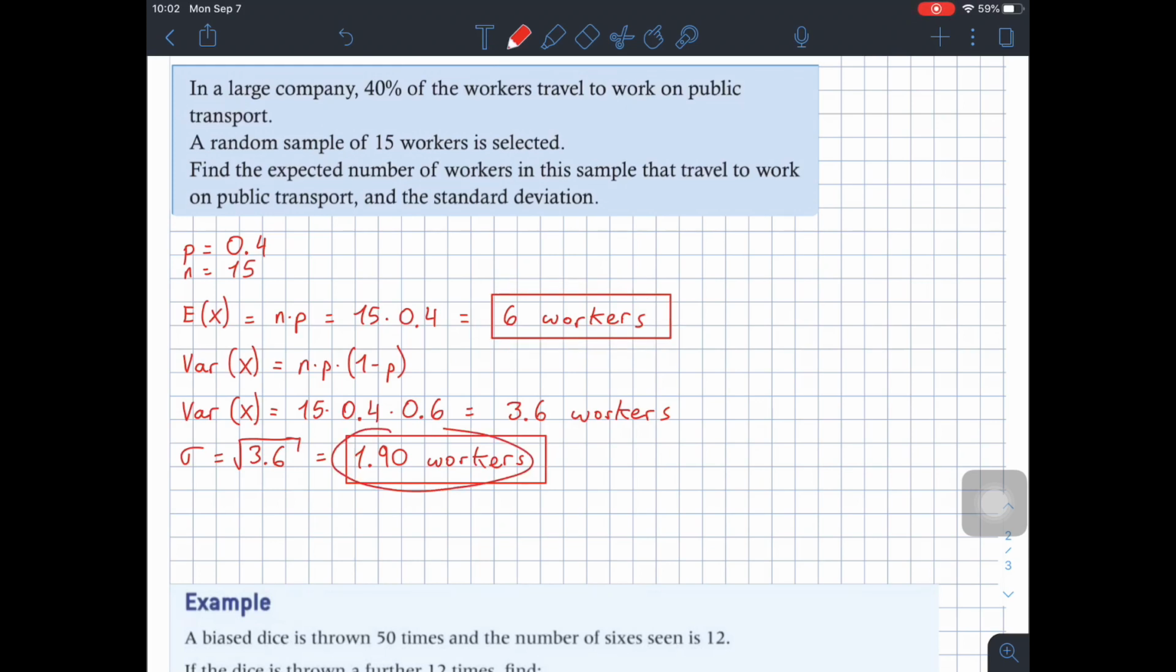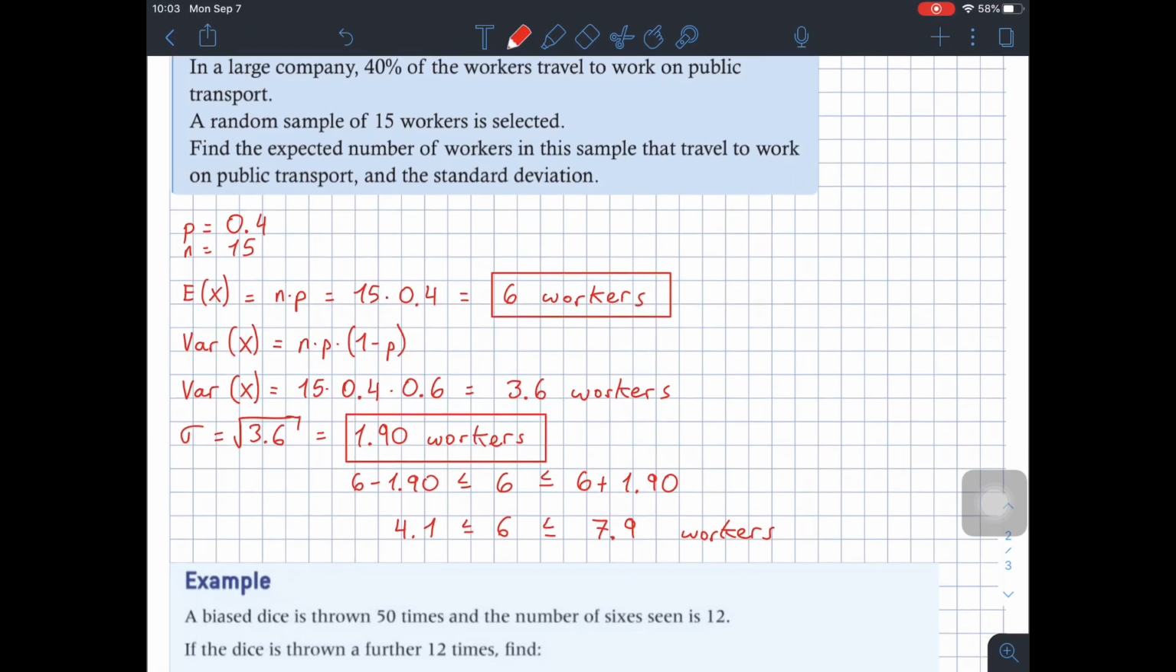But if I consider this standard deviation, and usually we consider one standard deviation below the mean, I'm right here, 6 minus 1.90. And then we have 6, which is the expected value, and one standard deviation above the mean. Then it is very, very likely that we would be getting values which are inside this range of values, right? If I calculate this, this would be 4.1, 6, and 7.9. So if I repeat this experiment multiple times, the most probable thing is that I will be getting a range between these values of workers who go on public transport, okay? That's why the standard deviation is also important to consider. Okay, so I hope this is clear.